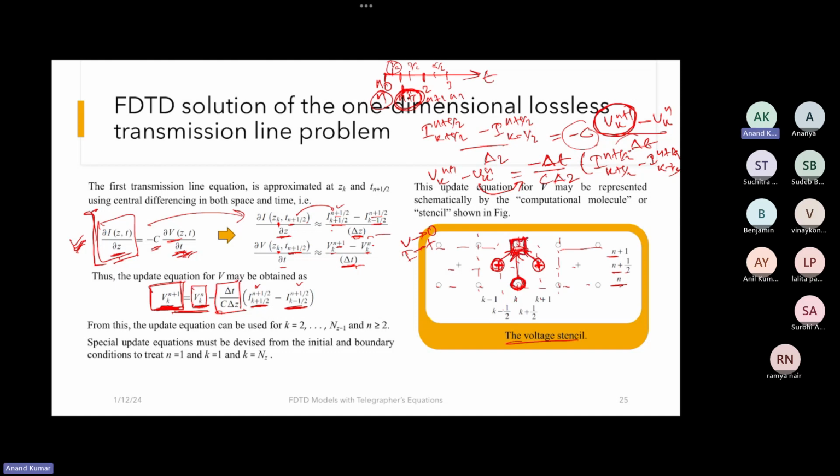So this is your voltage stencil, and this stencil will be used to evaluate at any point. For example, if you're trying to evaluate this particular voltage value, then you'll need this particular current value, this particular current value, and this particular voltage value, if you just move the stencil. Similarly, if you are trying to evaluate the voltage value over here, you will need the current values over here and over here, and the voltage value at the previous point. And from these things, you can calculate the voltage value. So this is your voltage stencil, very important.